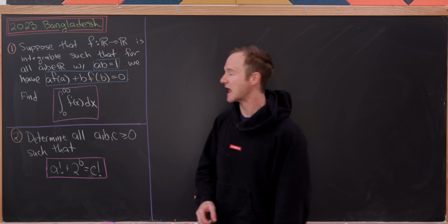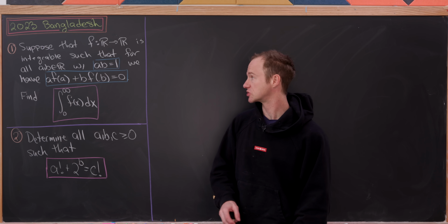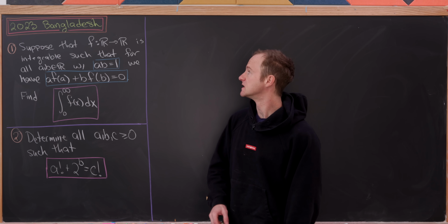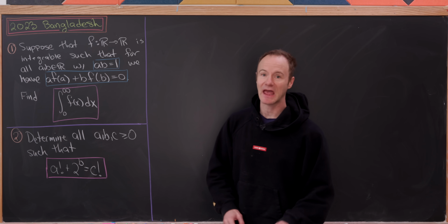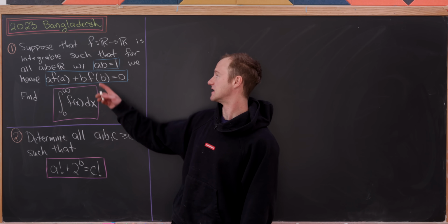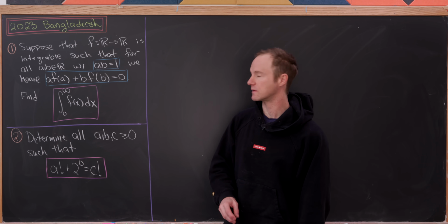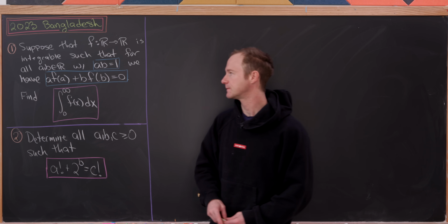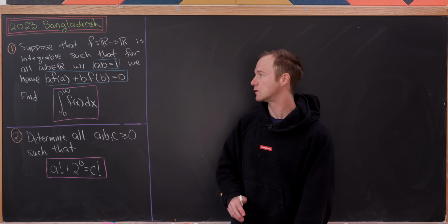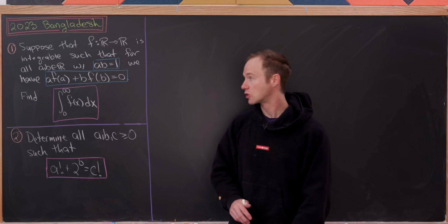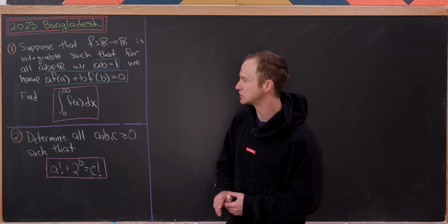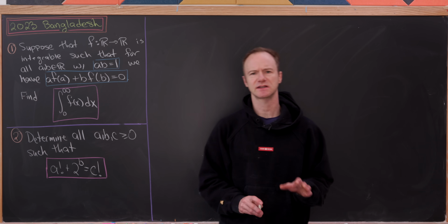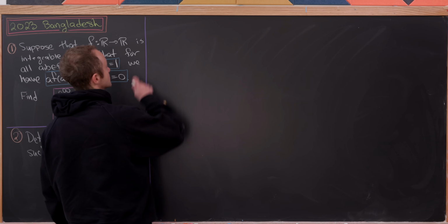Let's suppose f is a real valued function on the real numbers that is integrable, and it has the condition that if a and b are real numbers that multiply to 1, then a times f of a plus b times f of b equals 0. Our goal is to find the integral from 0 to infinity of f of x dx. Okay, so let's see how this goes.